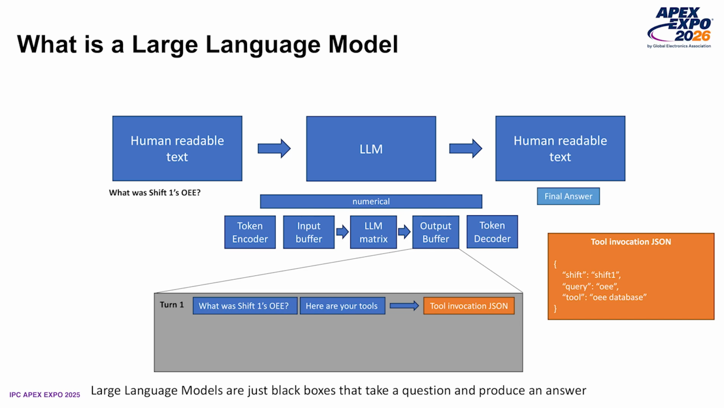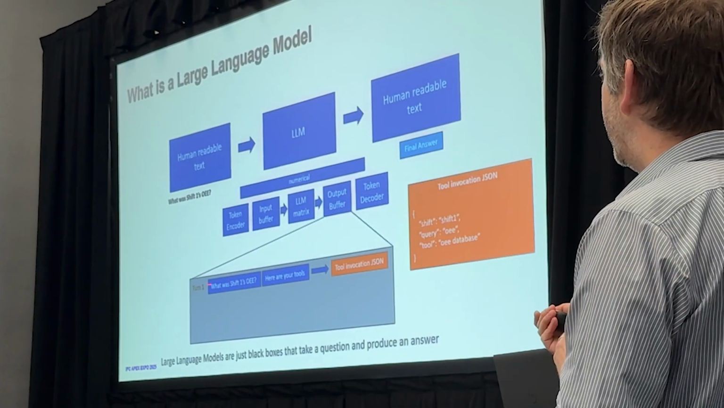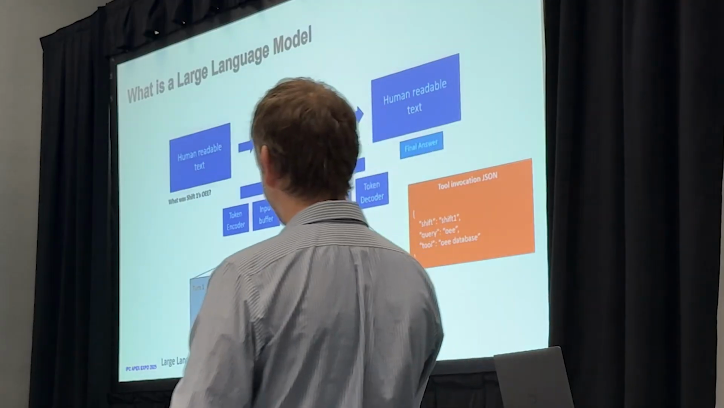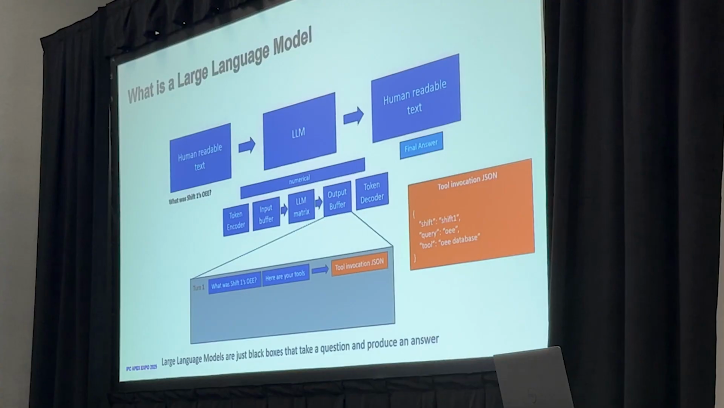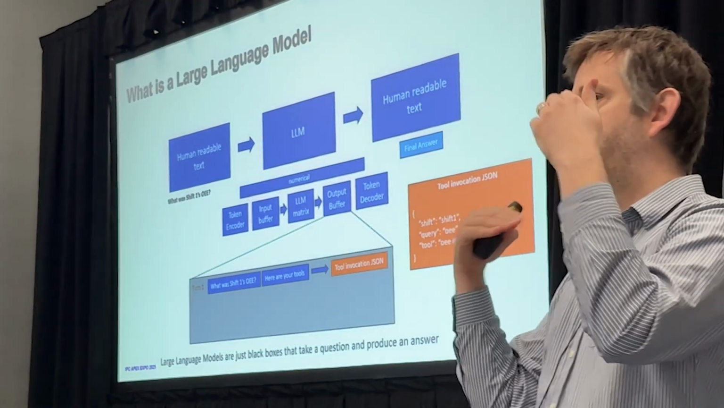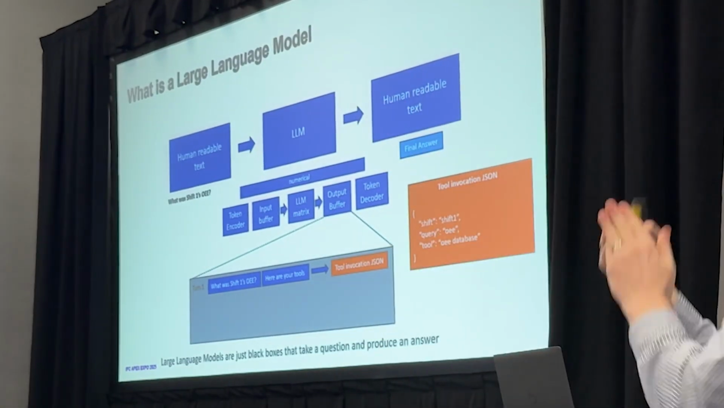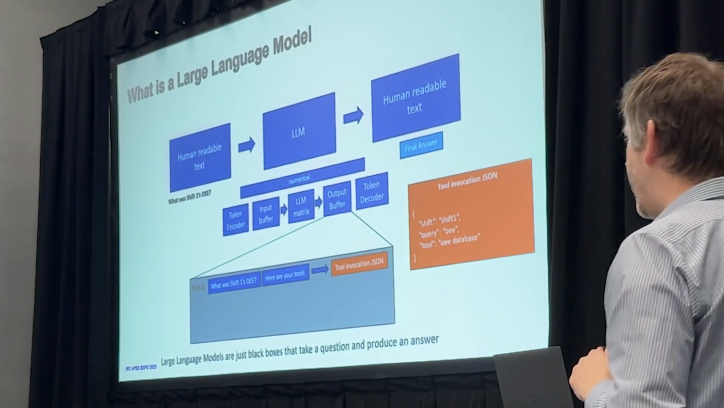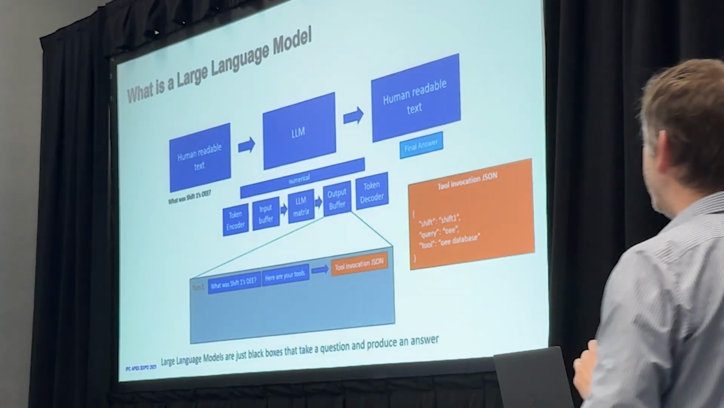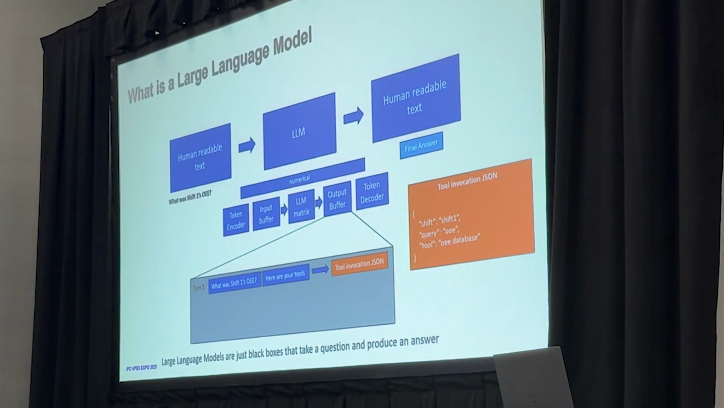How can that work? So again, it's a sleight of hand, but a very useful sleight of hand. Behind the scenes, what's going on is this: turn one says, here's my question, what was shift one's OEE? But there's also another piece added: here are your tools. The here are your tools is just a structured description of the things you're allowed to ask me for an answer to in order to answer the user's question. In this case, we'll give it one tool, which is, hey, you can query OEE from an OEE database. Call it the OEE database tool. You just tell me the shift, you tell me what you want, and then I'll give you back the answer.